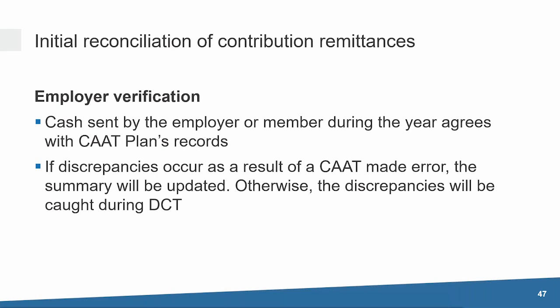If discrepancies occur as a result of a CAT-made error, the summary will be updated. Otherwise, the discrepancies will be caught during DCT. The summary of contributions that you will receive is an official record and cannot be altered unless a mistake was made by the CAT finance team. All discrepancies will be caught when the DCT is done later on.